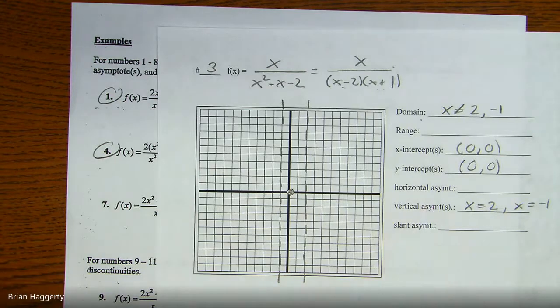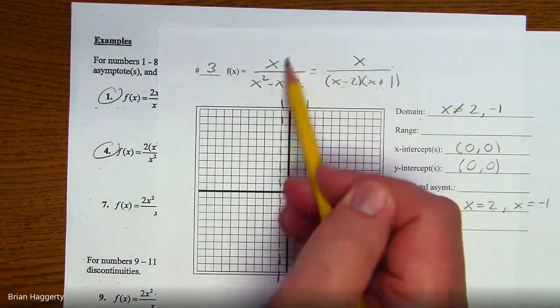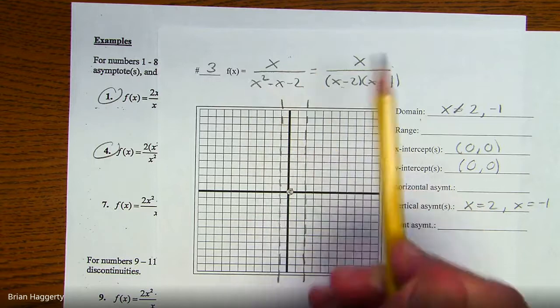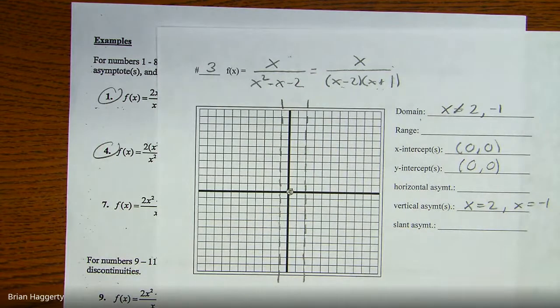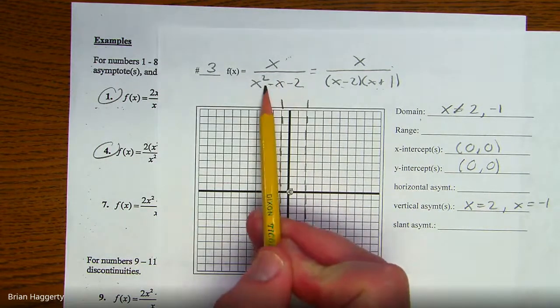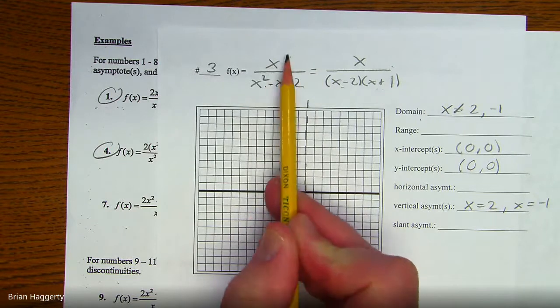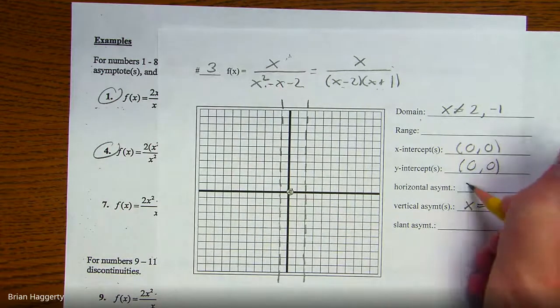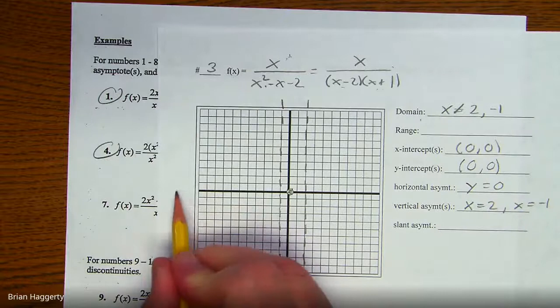Horizontal asymptotes are determined by how the degree of the top relates to the degree of the bottom. With our first example, the degrees were the same. When they're the same, it's the ratio of the lead coefficients. Here, the degree of the top is less than the degree of the bottom. If the top is less than the bottom, y equals 0 is your horizontal asymptote.